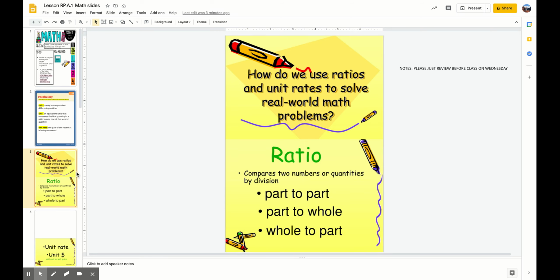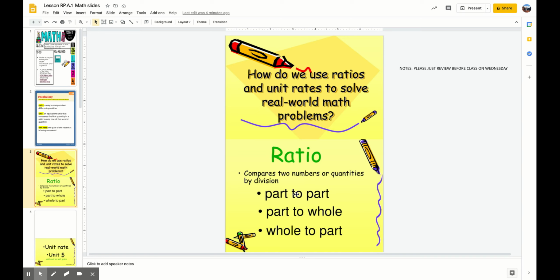Like I said, this is an introduction to what we'll be learning and doing for the next 2 weeks. How do we use ratios and unit rates to solve real world math problems? Ultimately our goal is to be able, on an everyday basis, to say, that's an example of a ratio or of unit rate. A ratio compares 2 numbers or quantities by division.